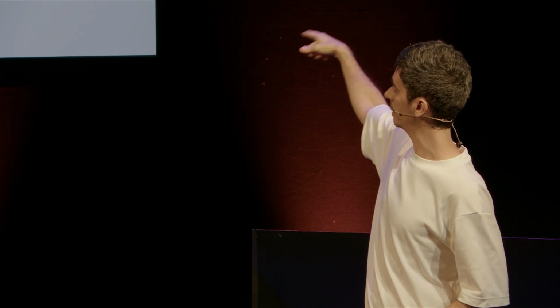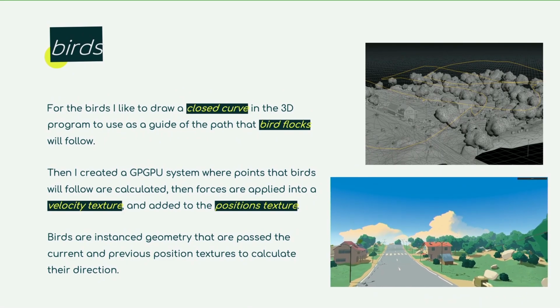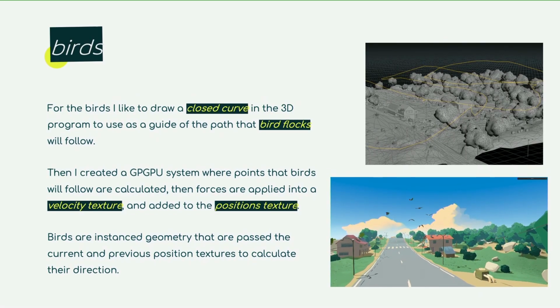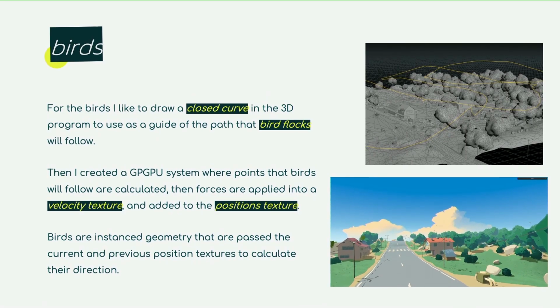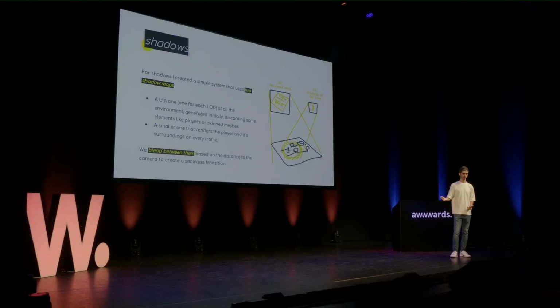For birds, a simple system again. I just draw a curve in the 3D program, and I make a simulation, so the birds follow that curve in flocks, and it looks like they are going somewhere, but no, they're just following a curve. It's a very simple trick. And shadows again. Mobile phones have a lot of limitations, so I render one big shadow and then one small one that follows the player, and I blend between those based on distance, and that gives you the illusion of, oh my god, everything has shadows, but no, it's just a trick, like most of these things.